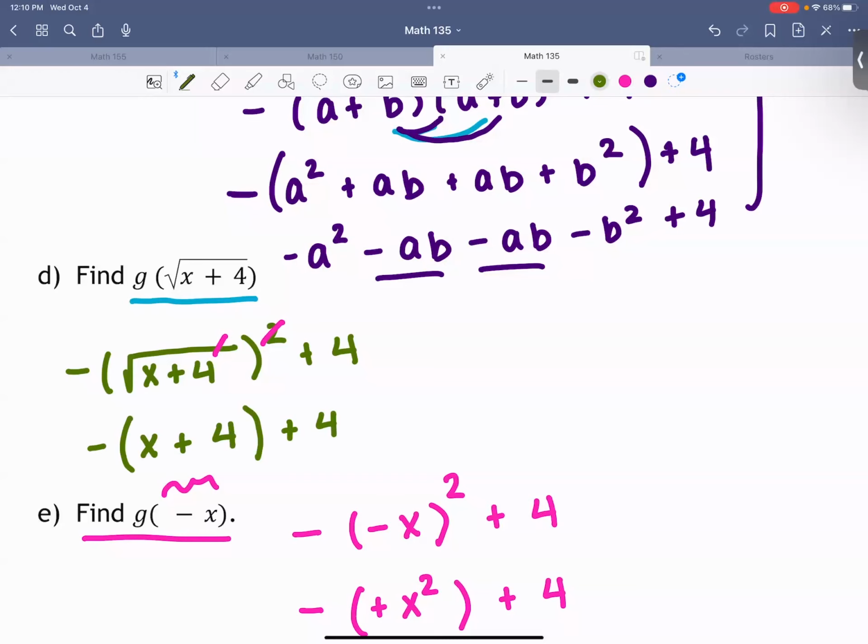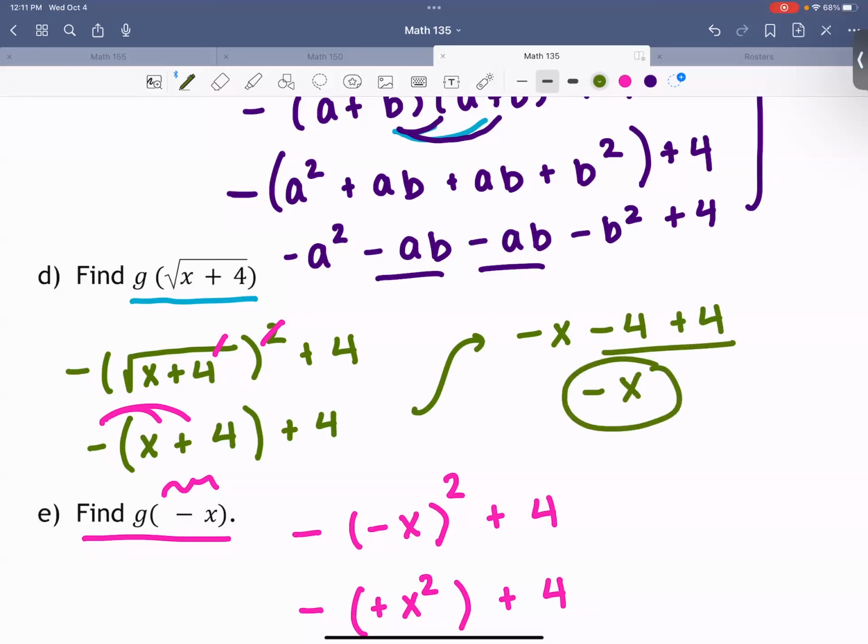Okay, what can I do next to simplify this? Negative x minus 4, right? Just bring that minus sign to both the x and the 4. So this becomes negative x minus 4 plus 4. And what can I do to simplify this even more? Just negative x, right? Because the minus 4 and the plus 4 cancel each other out. Negative x is what I'm left with.